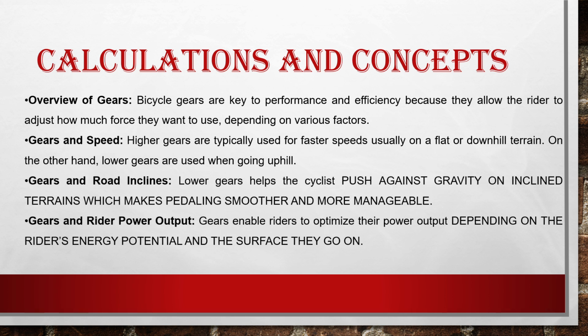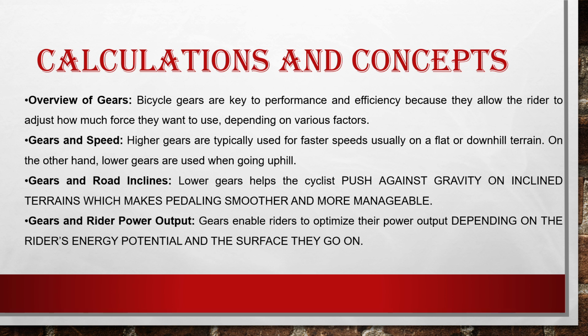So for gears, obviously, every bicycle has gears, and basically they allow you to adjust how much force you want to use. For example, on gears and road incline, lower gears help the cyclist push against gravity, which means when you're going uphill, you usually set it to a lower gear, and when you're going downhill or on a flat surface, when you want to go faster, you usually use higher gears to maximize the efficiency.